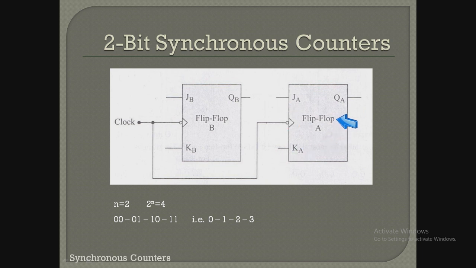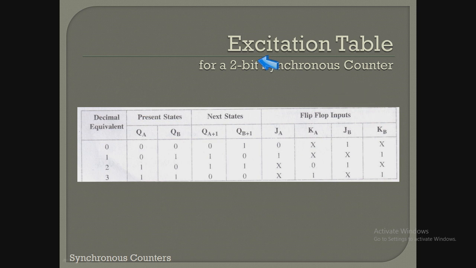Secondly, from changing 0 to 1, we can toggle it also. So toggle will take place when J is 1 and K is 1. So for achieving from 0 to 1, we need to put 1 here, and K should be either 0 or 1. So therefore JB is 1 and KB is don't care condition. So hope you understand this row.